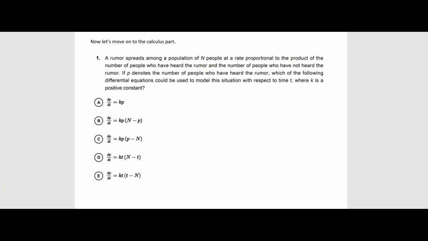That's going to be represented by dP/dt, because P represents the number of people who have heard the rumor. So the change in P over the change in time. dP/dt, that represents the rate of the number of people that have heard the rumor. So dP/dt, it says that is proportional to the product of the number of people who have heard the rumor.